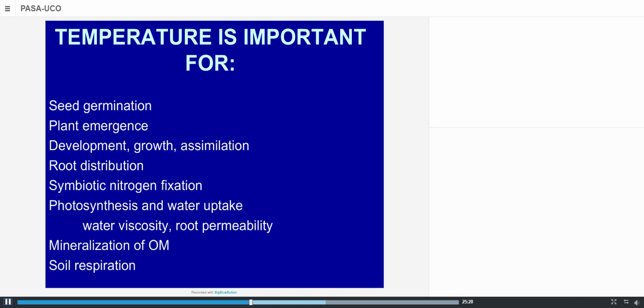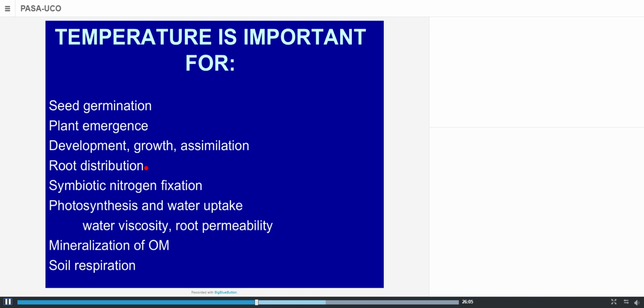And you already know that temperature is very important for many processes of the plant or the soil, like seed germination, plant emergence, development, growth, assimilation, in other words, photosynthesis. It also, temperature of the soil affects very much the root distribution. So if the soil is very cold, the roots will be only distributed in the upper layers.